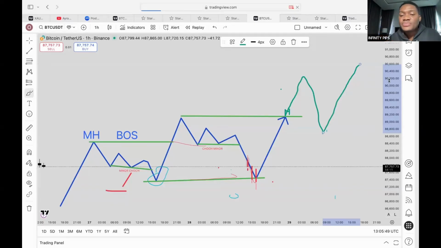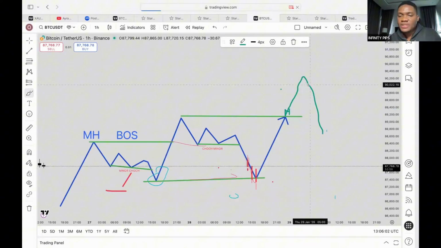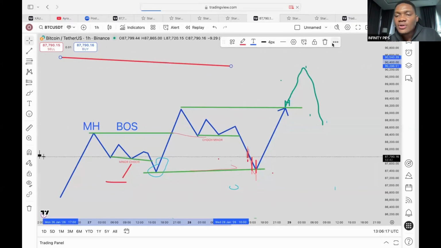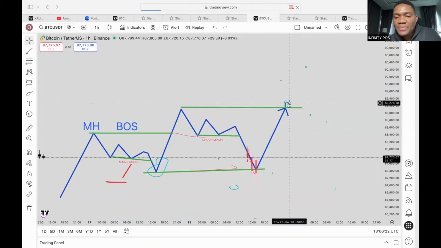In order for me to say that, there must be two green full body candlesticks that appear and close without any wick. Now, in the case whereby the candlestick appears and closes on a wick, in the event whereby the candlestick appears and closes on a wick.